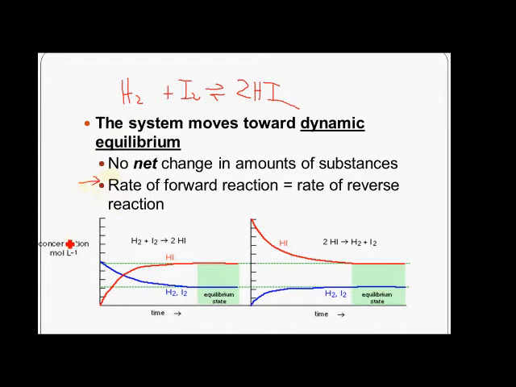What's going to be true when we get to that point is that the rate of the forward reaction is going to be equal to the rate of the reverse reaction. That's something that's going to be true when we're at equilibrium, that those two rates are going to be equal. So there's no net change, and those two rates are going to be equal. So it will be turning into product at the same speed that that product is turning back into reactant again.